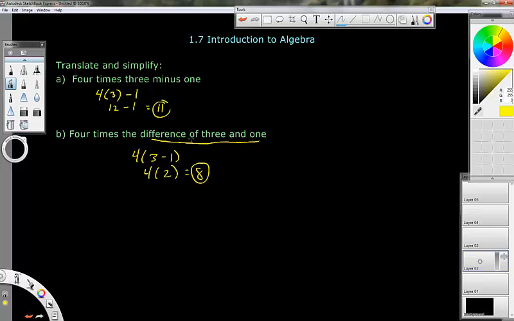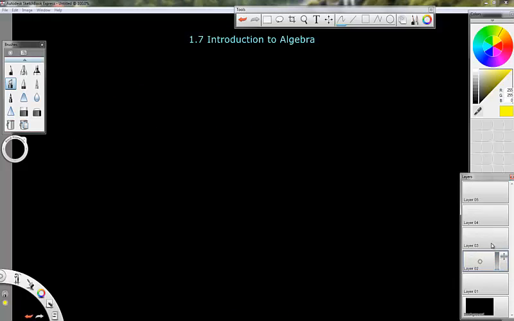So you got to pay attention. If it says the difference of 3 and 1 or the sum of something, you need parentheses in that problem. Whereas here it's just 4 times 3 minus 1. You could have easily written this 4 times 3 minus 1 here and still got 11, 12 minus 1. Okay, so that's that style of problem.